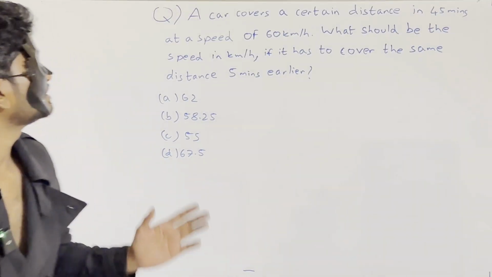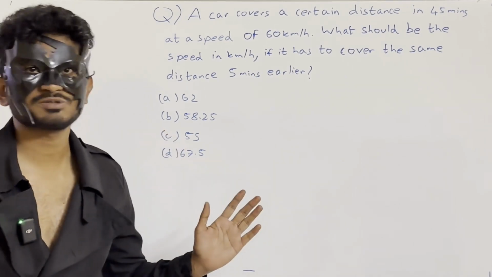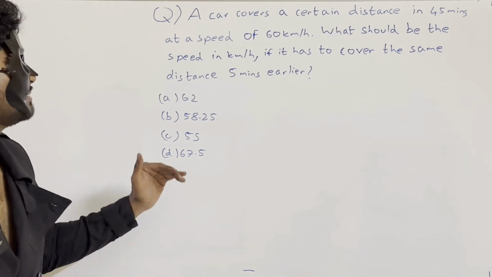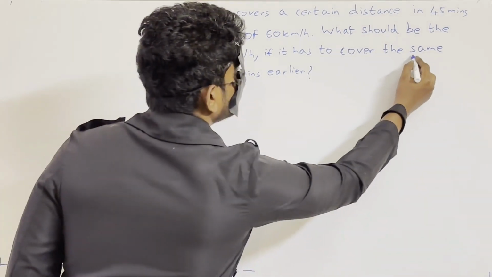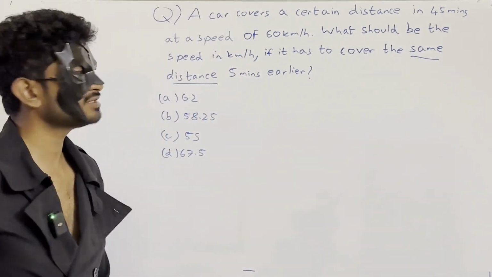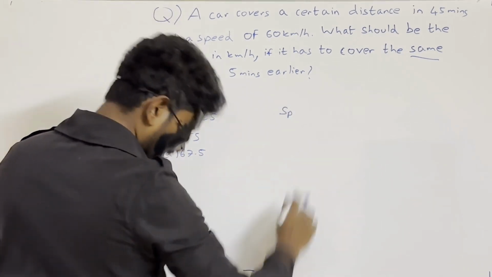So superhumans, next question is, a car covers a certain distance in 45 minutes at a speed of 60 kilometers per hour. What should be the speed in kilometers per hour if it has to cover the same distance 5 minutes earlier? So the question itself says it has to cover the same distance. So the distance is fixed here. Now what did I tell you? Like speed, initially time is given, right?